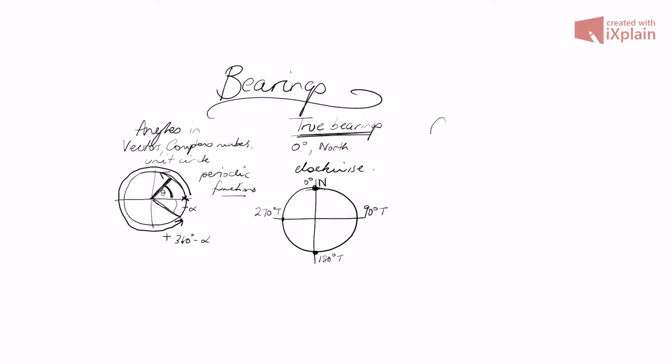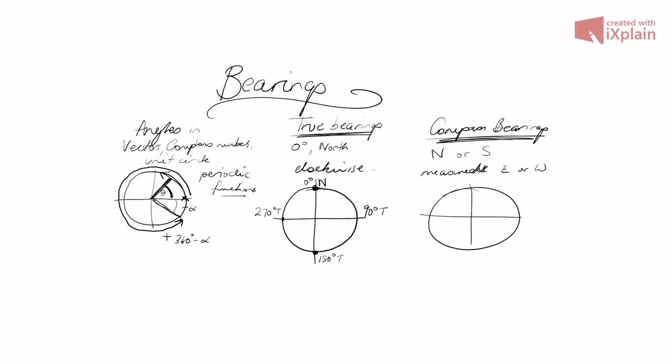We also have compass bearings, and these are probably the bearings that we would use most in everyday life. So with compass bearings, you start at north or south, and then you measure east or west. So you can start up at north, or down at south, depending on where you're closest to, and then go east or west.